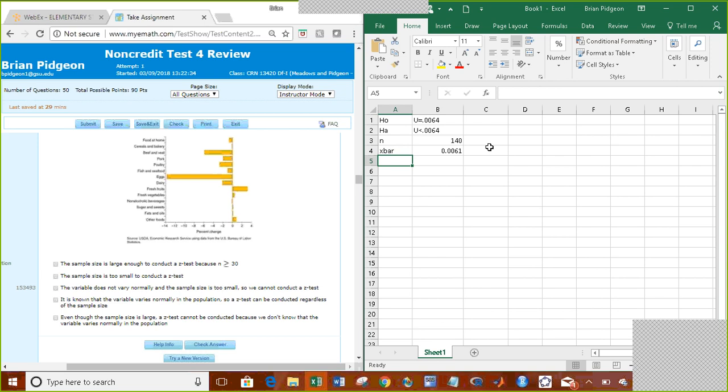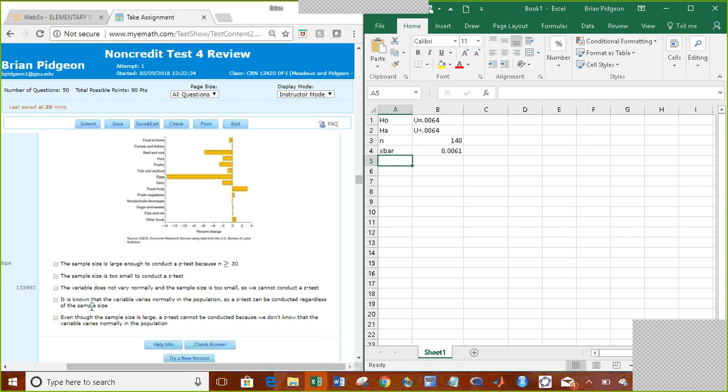And that just means once our sample size is roughly 30, for means, we can claim that our sampling distribution for the mean is approximately normal. So in this case, the sample size is large enough to conduct a z-test because n is greater than 30. Sample size is too small, that's not true. It is known that the variable varies normally in the population, so a z-test.